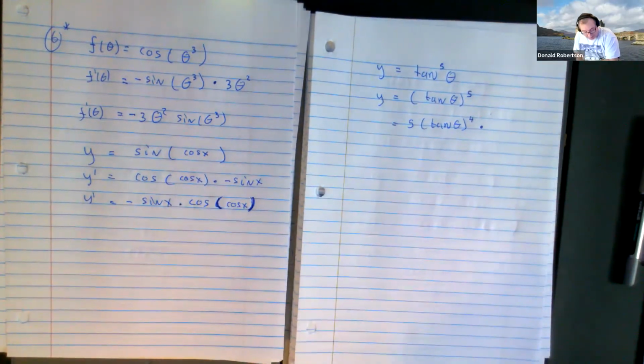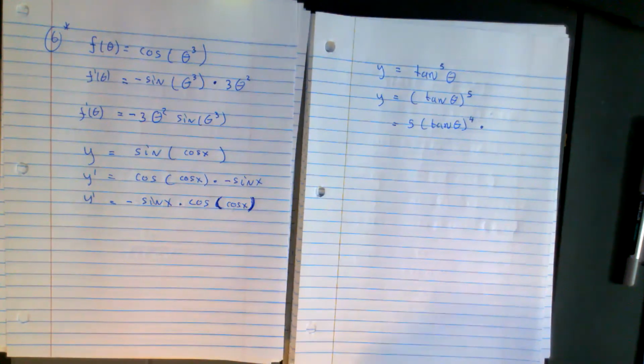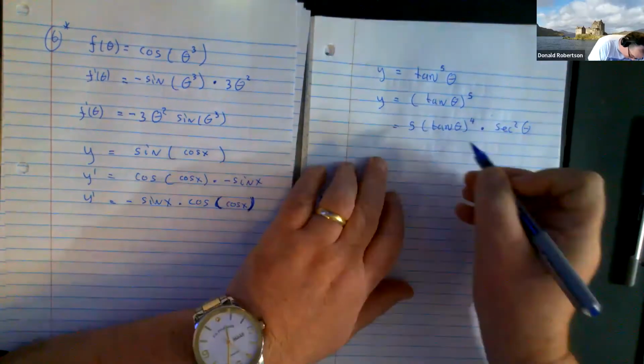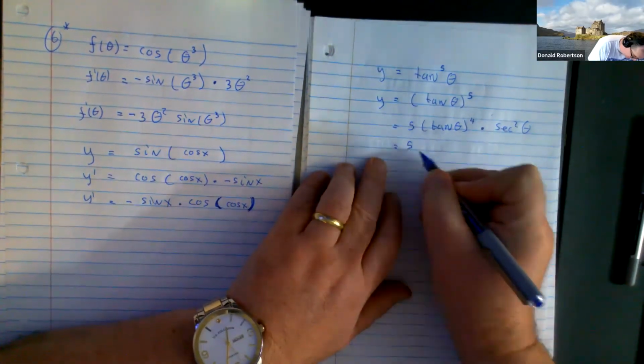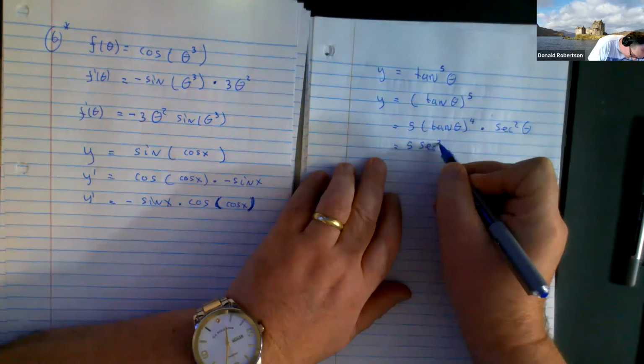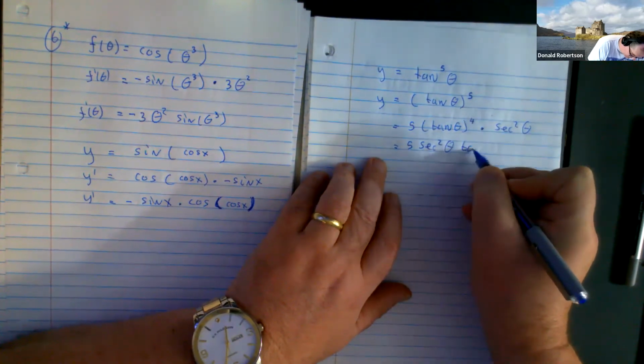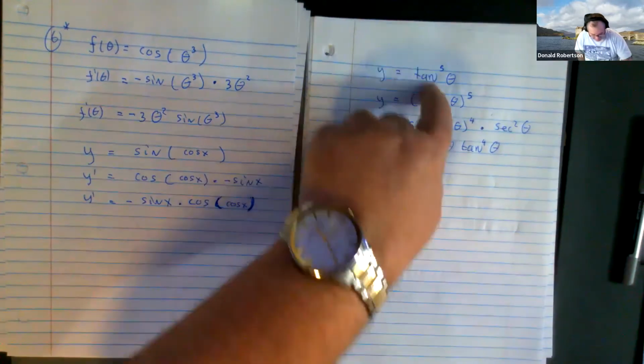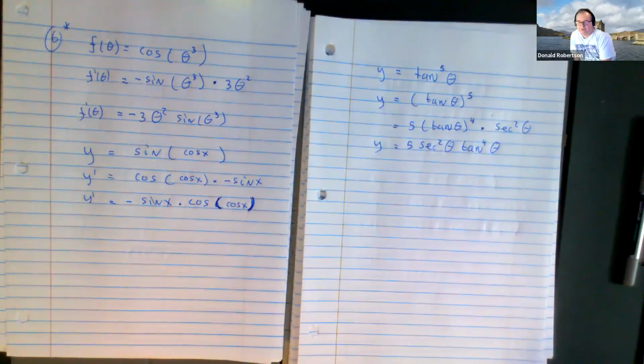Finish with, okay, what is the derivative of tan theta? Secant squared theta? Well done. Now, to make this pretty, 5 secant squared theta tan to the 4 theta. Do you see that we end up writing it like that? It's just cosmetic, but you know.